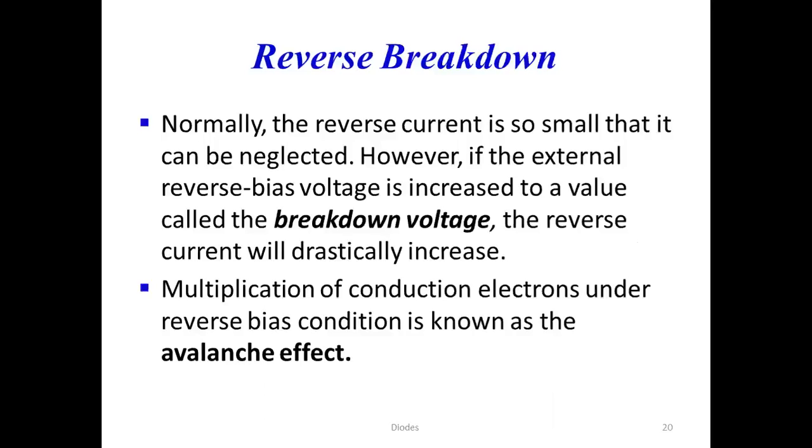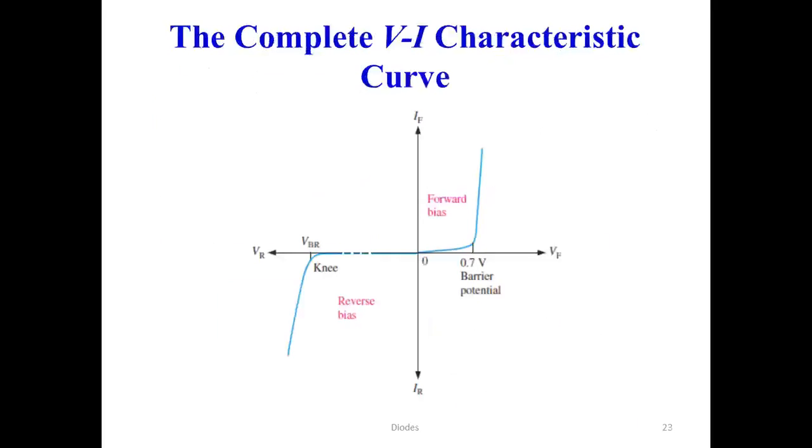Because it is going to damage our diode. So one should apply reverse bias voltage only up to this particular point. Below this knee point, below this breakdown point, only in this region, one should operate our diode. Is that clear?